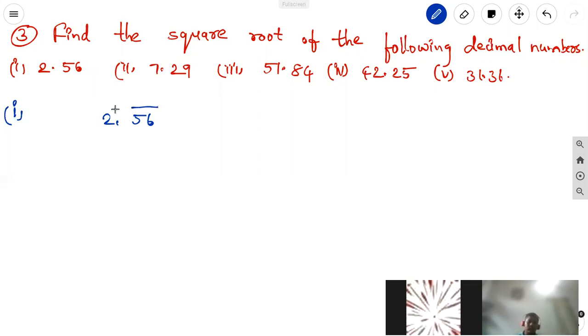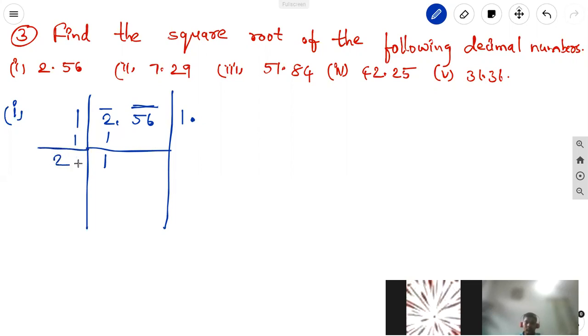In the decimal part, make pairs from left to right, two numbers as a pair, with one bar. In the integral part, pair from right to left. Now we take 2, and the nearest perfect square is 1 squared. 1 ones are 1, so here 1. Here the decimal point is there. We put the decimal point in the quotient.